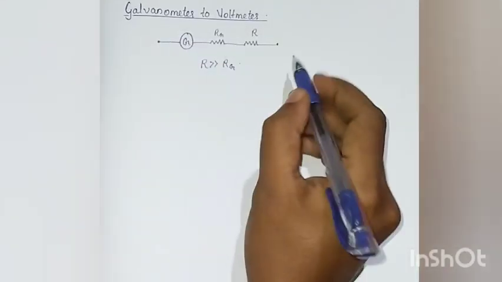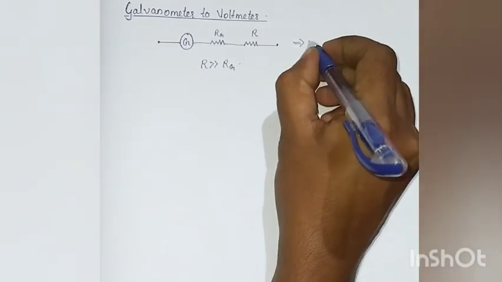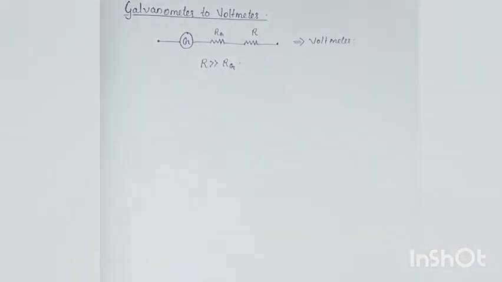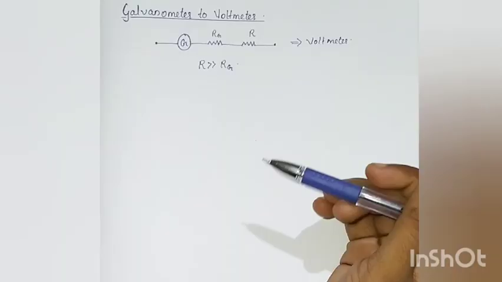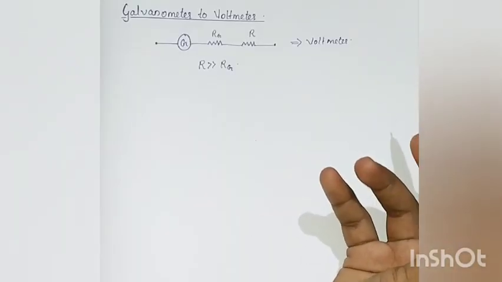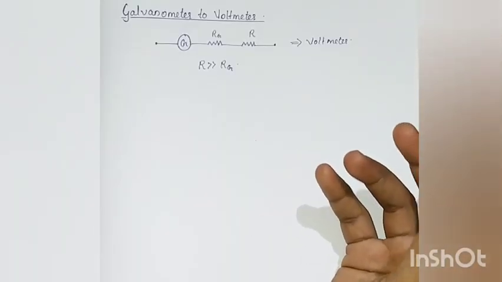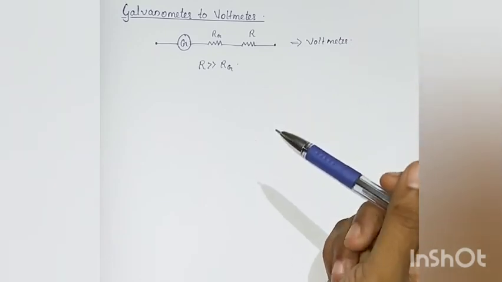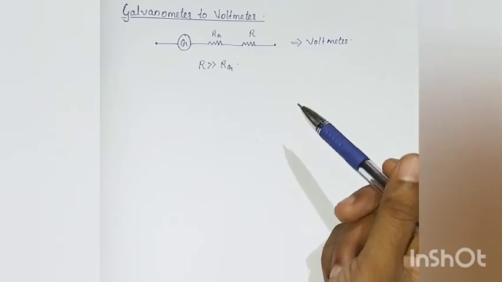And now this arrangement has become a voltmeter. So what is the purpose of connecting a high resistance here? While we are measuring the voltage in a given section of the circuit, high current flowing through that circuit may cause disturbance in the voltage measurements.